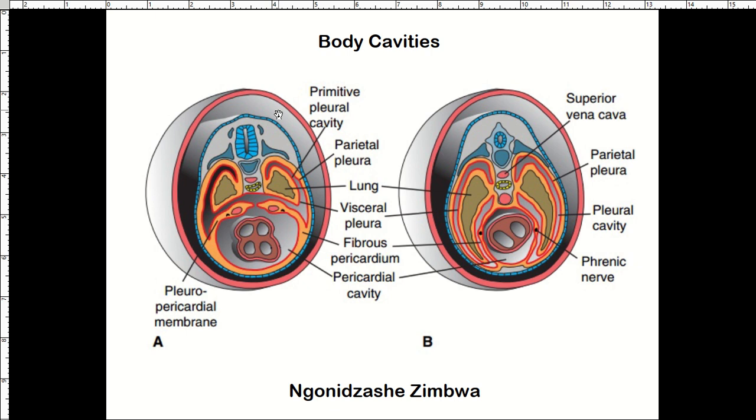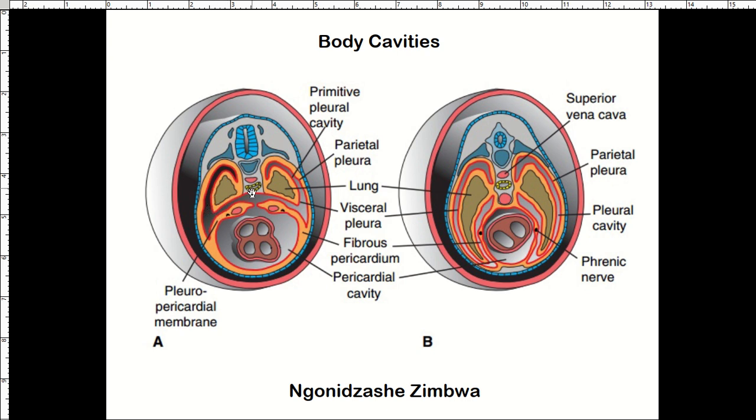All right. So if we get into the body, it is going to have three body cavities ventrally. You're going to have a pericardial cavity that is going to be formed by your pleuropericardial membranes, forming a space where your heart is going to be found. You're going to have your pleural cavity that is going to be formed by the parietal and the visceral pleura. That's where you're going to find your lungs.